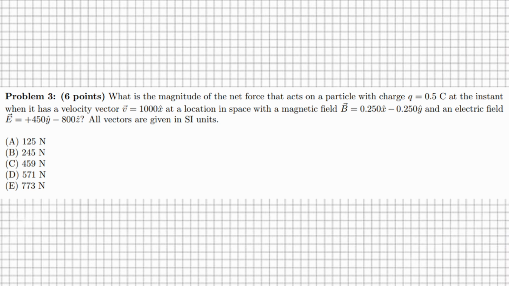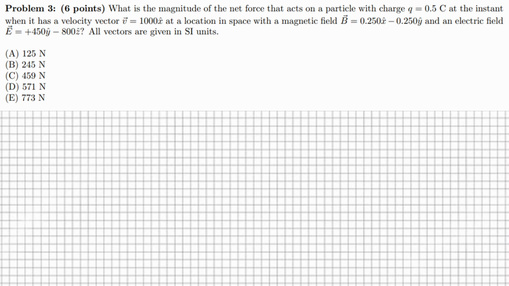All vectors are given in SI units. And then we have the options from A to E. Reading this question, we are given that the charge q equals 0.5 coulombs, the velocity v equals 1000 x cap, and the magnetic field B equals 0.25 x cap minus 0.25 y cap. And we also have the electric field, which is E equals 450 y cap minus 800 z cap.